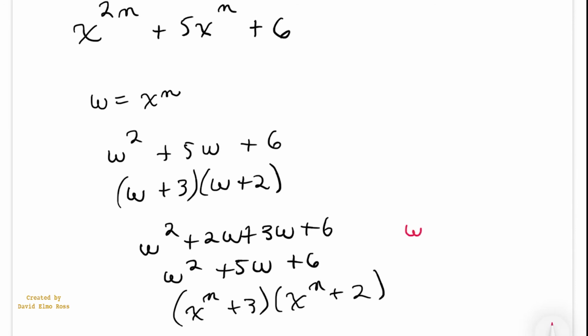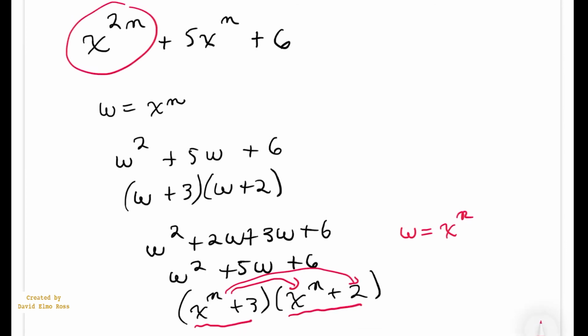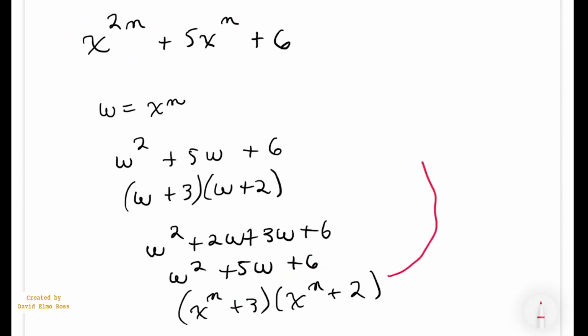If we now substitute w equals x to the n back in, we're going to have x to the n plus 3 times x to the n plus 2. And if we want to validate that, this is x to the n times x to the n, which is x to the 2n. We have x to the n times 2, which is plus 3x to the n, which gives us our 5x to the n here. And we finally have 3 times 2, which is going to give us our plus 6. So we can see that this is the factor of this particular expression.